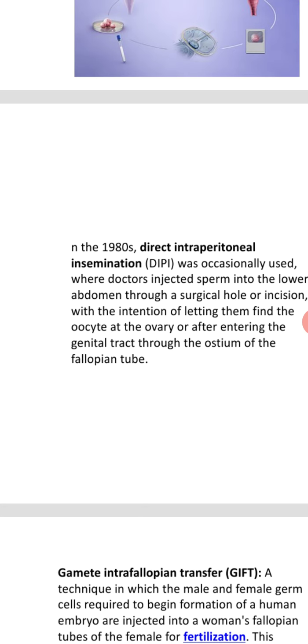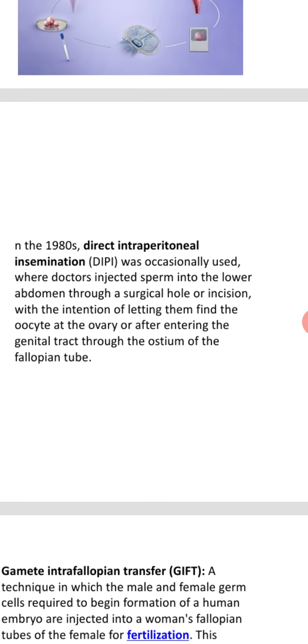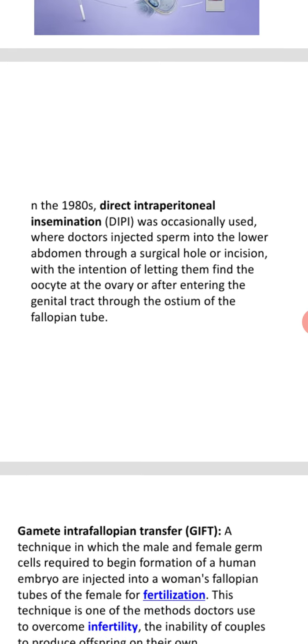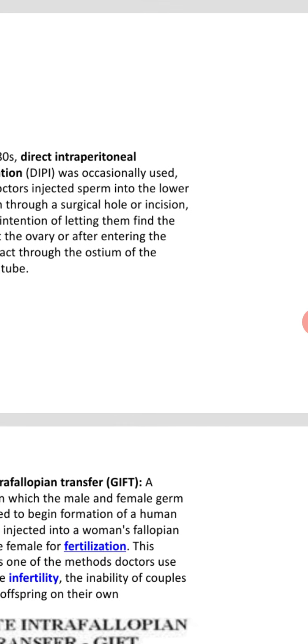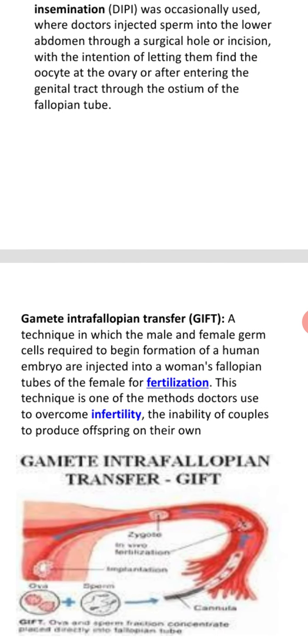Next is direct intraperitoneal insemination. So, what is meant by direct intraperitoneal insemination? It was first found out in the year 1980, and is occasionally used where the doctor injects sperm into the lower abdomen through a surgical hole or incision, with the intention of letting the sperm find the oocyte at the ovary after entering the genital tract through the ostium of the fallopian tube. This is what is called DIPI, that is direct intraperitoneal insemination. This is another type of ART, assisted reproductive technology.